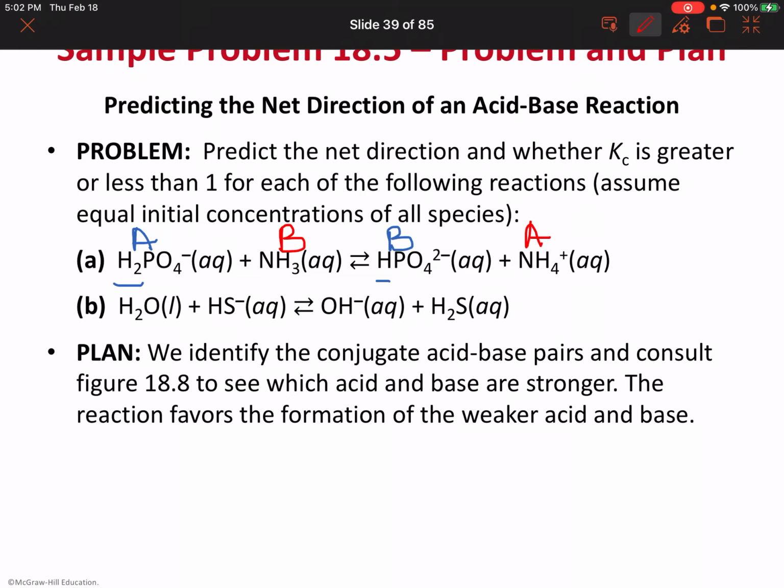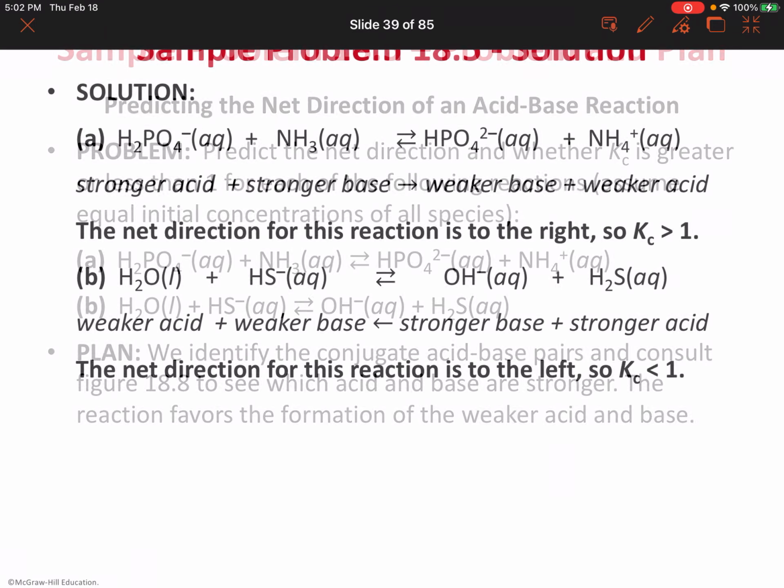Now we have to see, we have 2 acids and we have 2 bases. What are their acid strengths? So let's look at the 2 acids. H2PO4 minus, so this is an acid, and this is an acid: H2PO4 minus and the ammonium ion. Between those two, which one is the stronger acid? Okay, we have to refer to our table.